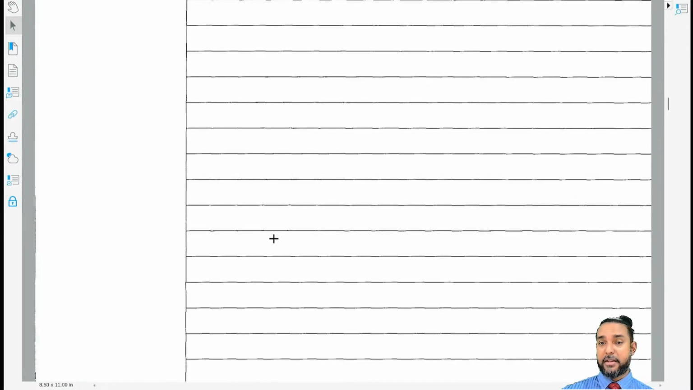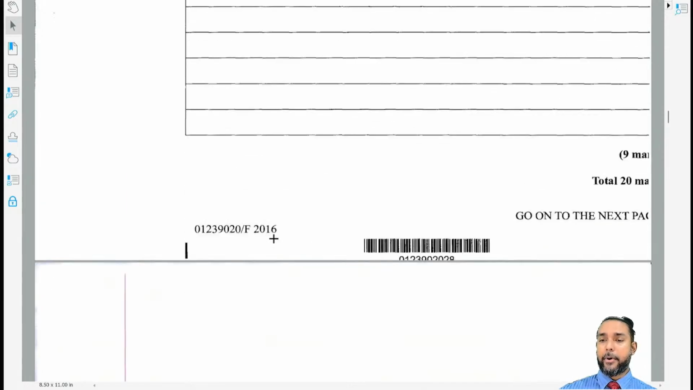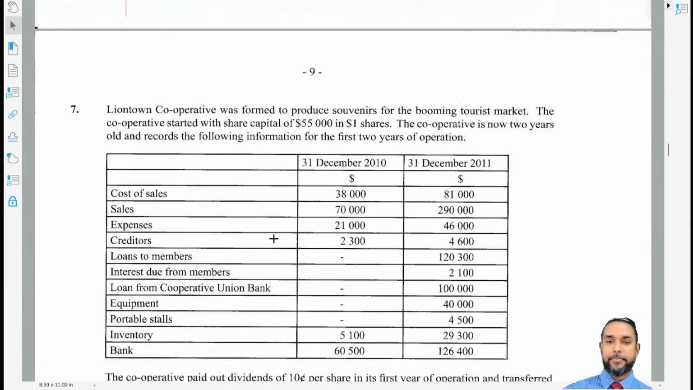Right, that was Delca. Liontown is a little more. Oh, right. So they have a balance sheet that they want you to do, a whole full balance sheet. But we'll come back to that. I think I might want you all to do just the capital section.